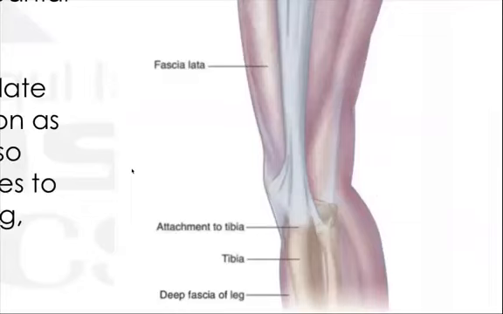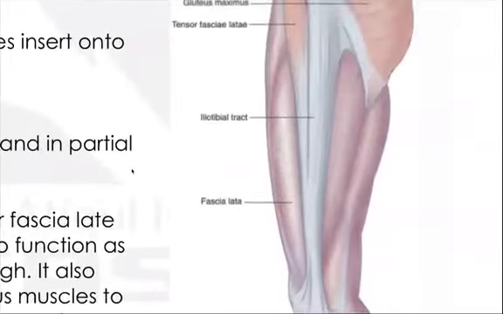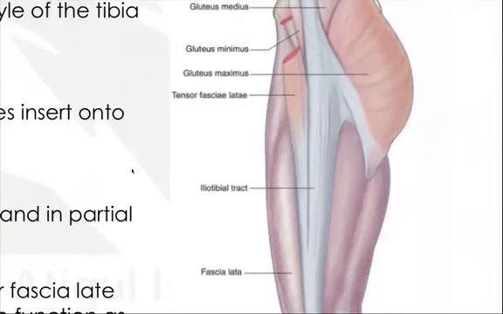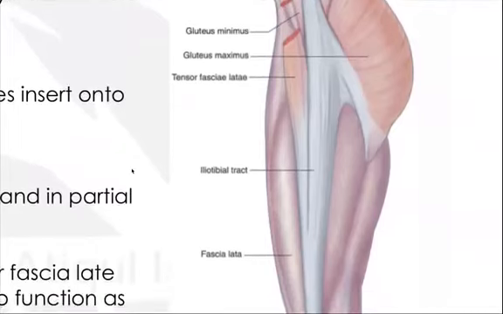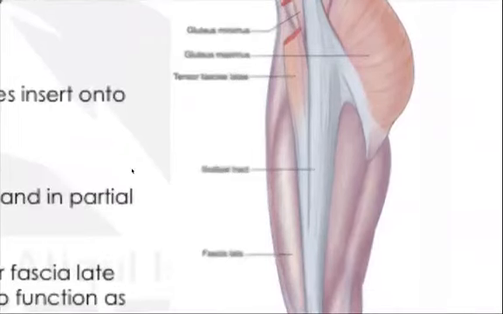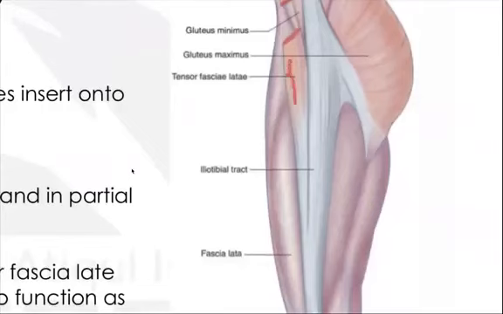About the attachment. Next, what are the muscles that insert into the iliotibial tract? There are two muscles. One is the gluteus maximus, this is the gluteus maximus. And another one, tensor fascia lata. So this is the tensor fascia lata. These two muscles will insert into the iliotibial tract.